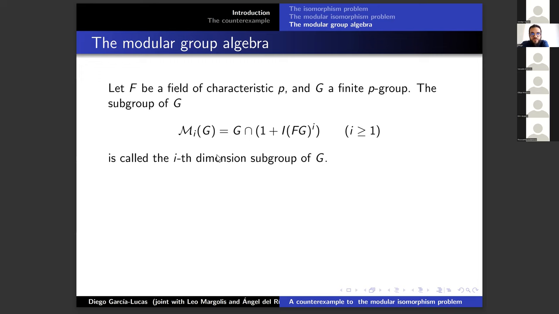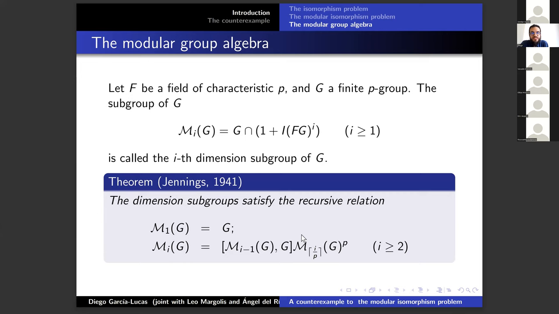In principle, this group seems to depend on the group algebra, since it's defined using the group algebra, and it seems dependent on the field. However, Jennings proved that it is not the case. Jennings proved that this series of subgroups satisfies this recursive relation, which, as you can see, does not depend on the field or on the group algebra, and hence this property defines the groups completely. So they are independent of the field.